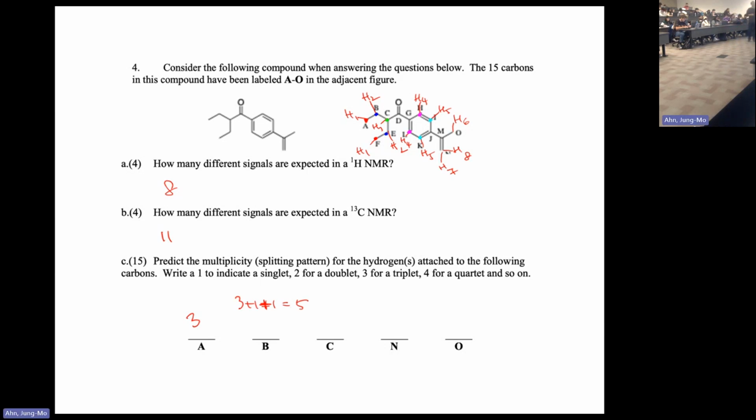Carbon C has 2 hydrogens here, but it also has another carbon group. Even though these 2 are identical, this hydrogen and that hydrogen, we're going to add together. So 2 from here, 2 from there, and then plus 1, that will be also another quintet. So we got that split into 5 peaks. And that's also the one that people made an error on.